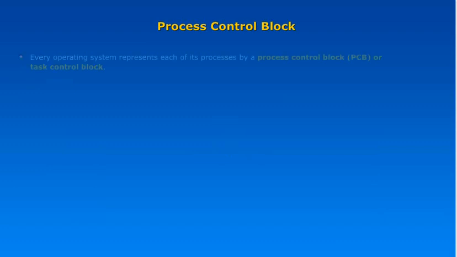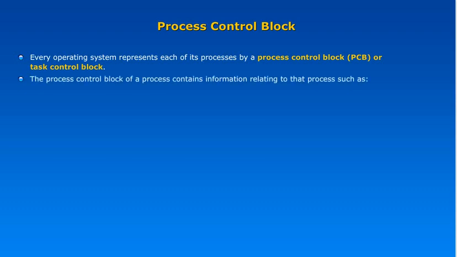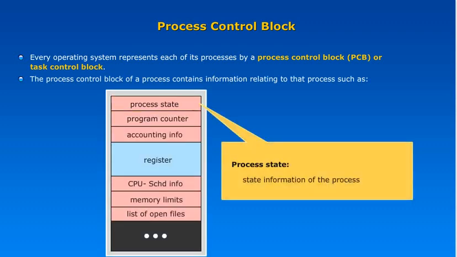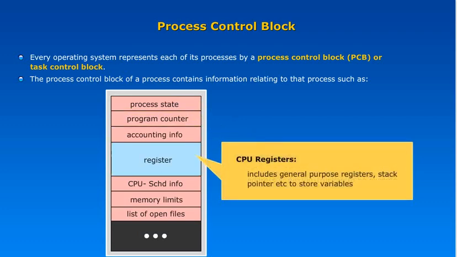Process control block. Every operating system represents each of its processes by a process control block, PCB, or task control block. The process control block of a process contains information relating to that process, such as process state, which is the state information of the process, and program counter, the address of the next instruction to be executed.